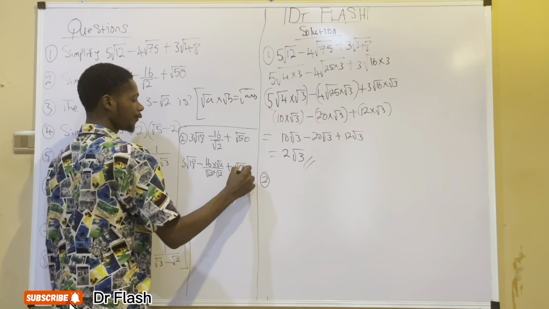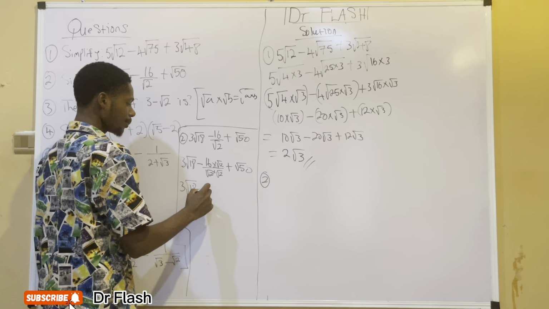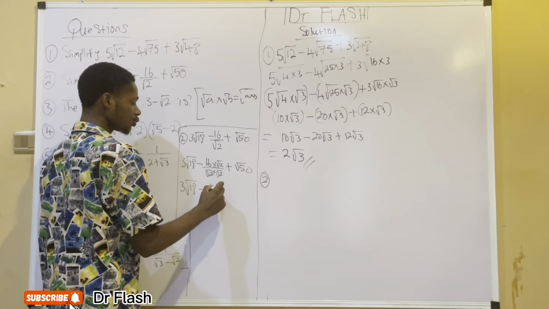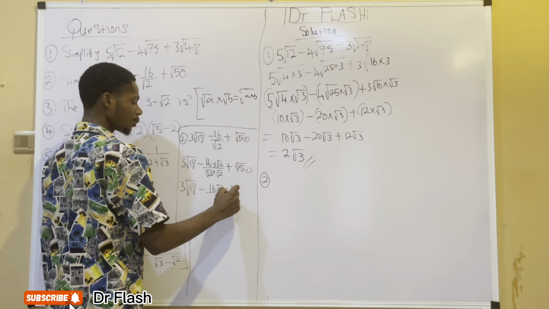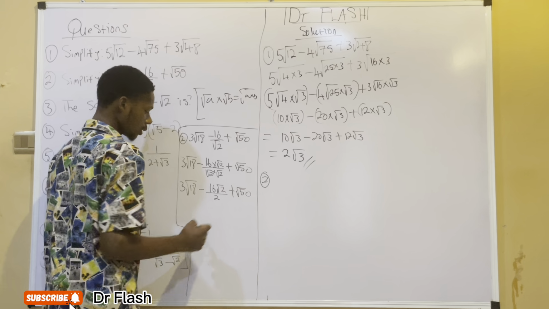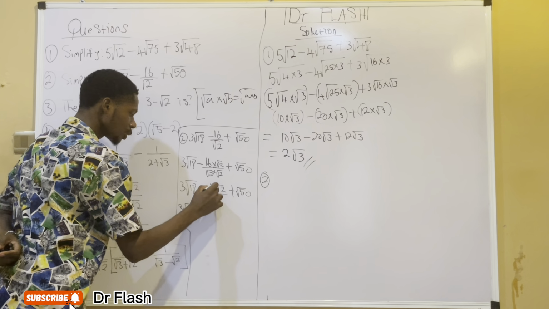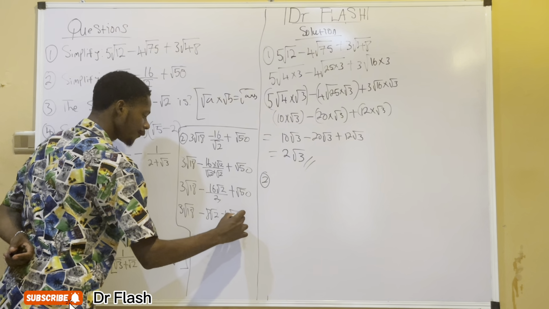Plus root 50. So I'm going to get 3 root 18 minus, now 16 times root 2 is 16 root 2, divided by root 2 times root 2, that is 2, plus root 50. So I'm going to get 3 root 18. 2 here is 1, 2 here is 8, so we have minus 8 root 2 plus root 50.